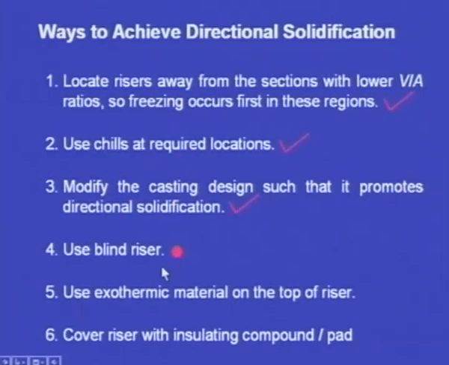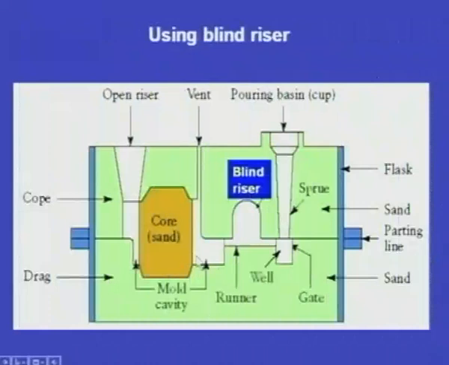Next one, by using a blind riser, we can prevent shrinkage cavity. What is this blind riser? So, this is the mold, and this is the cope, this is the drag, and this is an open riser, this is a vent hole, and this is the sprue. And with the open riser, the problem is this area is exposed to the atmosphere, then heat is dissipated to the atmosphere. So, because of that it will be freezing quickly.